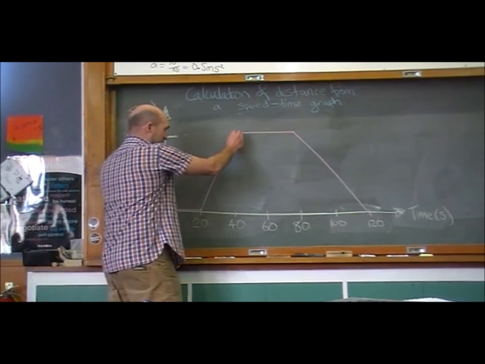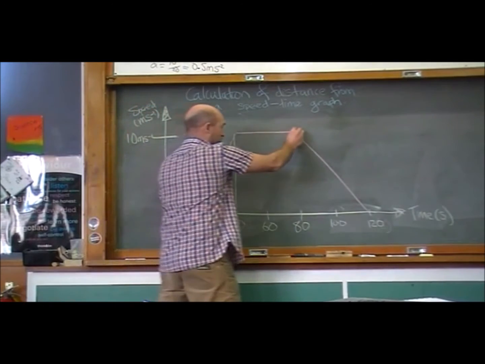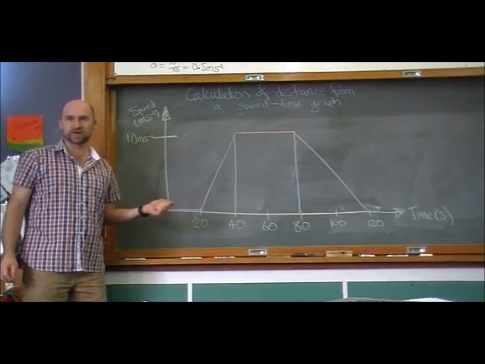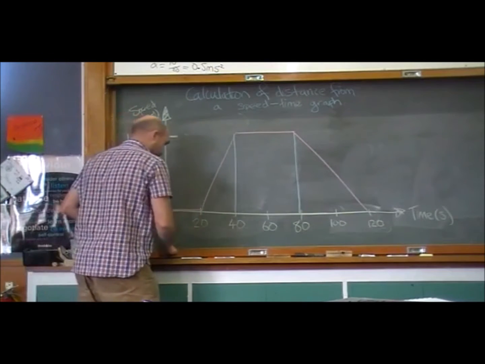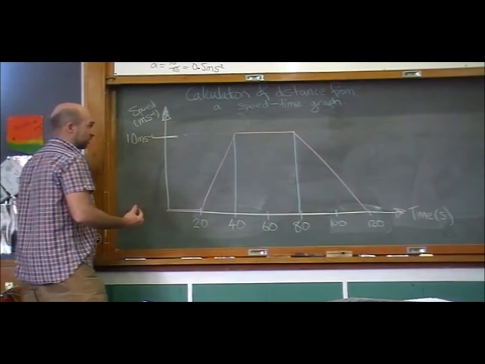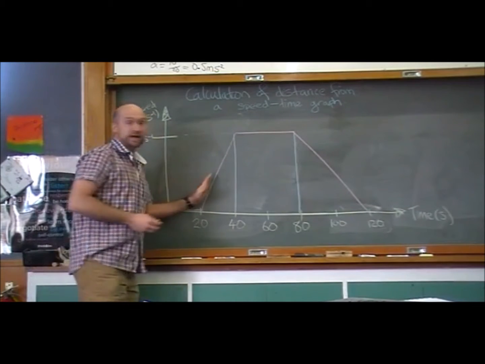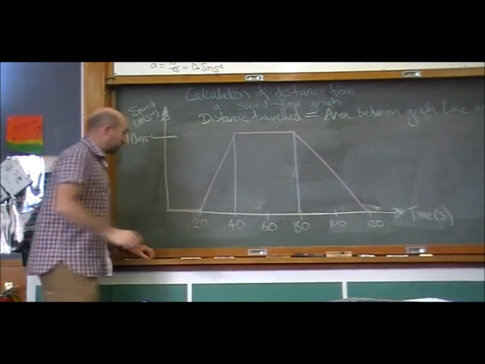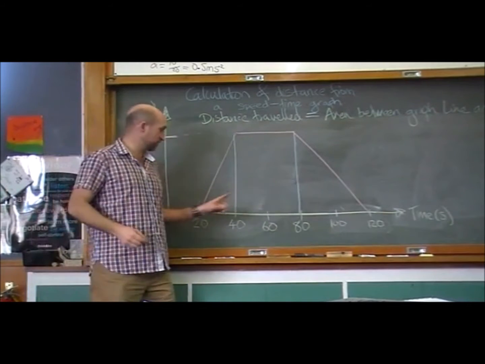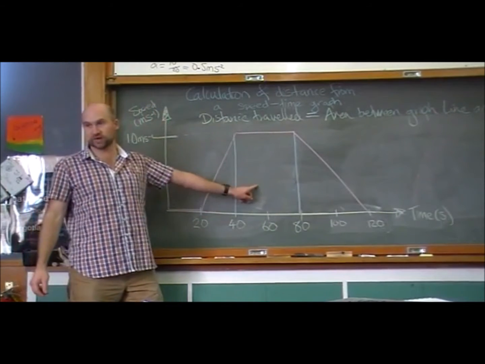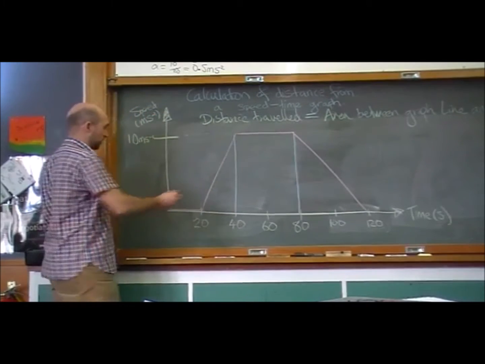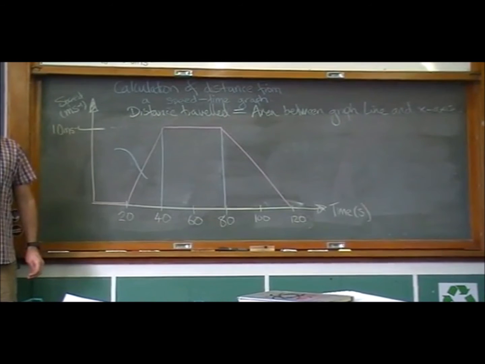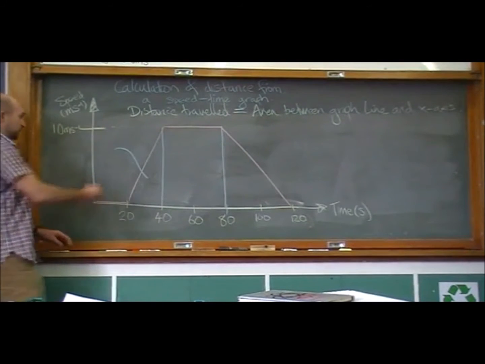So the easy way is to break our graph into shapes that we can do really easily. We're trying to calculate the area under the graph. So our rule is that distance equals area between graph line and axis. We've broken it into 3 easy shapes because everyone can do area of triangle, rectangle and triangle, right? So area of triangle, how do we do area of triangle? Half times base times height.